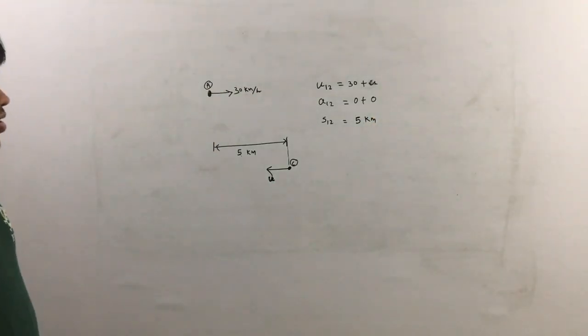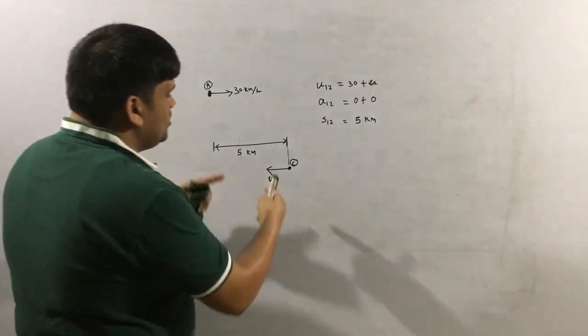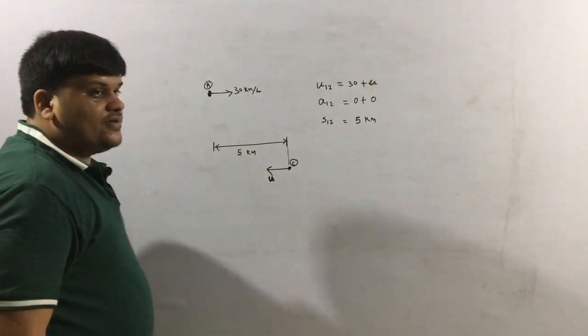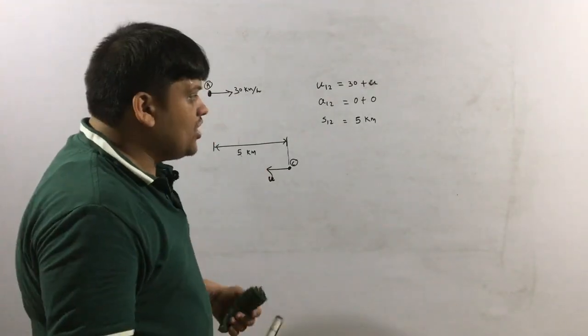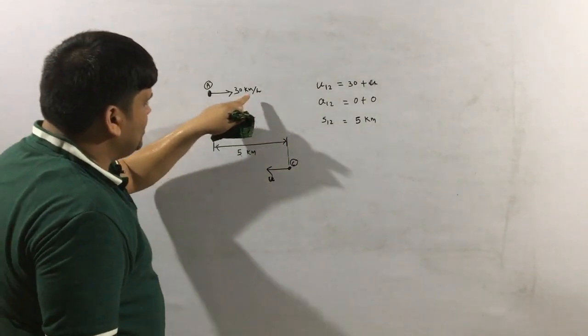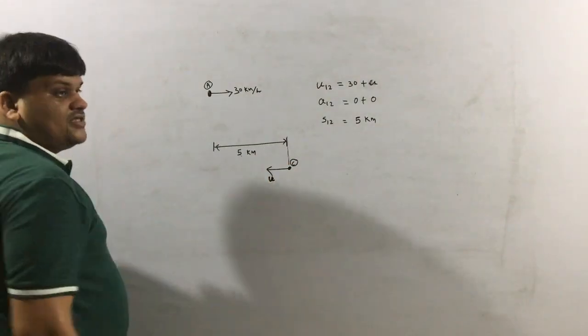Okay. Now why 5 kilometer? How do you know how much distance they will both travel? Obviously we don't know, but I don't have to find it either, because what is S12? The distance travelled by this plus the distance travelled by this.